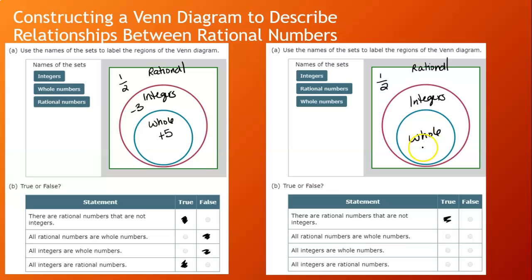Are all rational numbers whole numbers? No, a number like 6 is rational, but a number like 1/2 is also rational, but it's not a whole number. Are all integers whole numbers? Nope, a number like -5 would not be a whole number, so all integers are not whole numbers. Are all integers rational numbers? Yes, they are. That purple circle fits inside the green box, so we say that's true there.